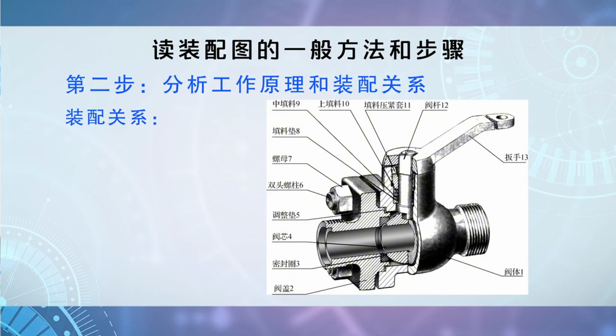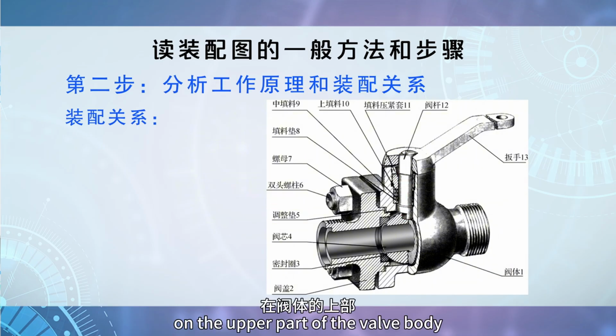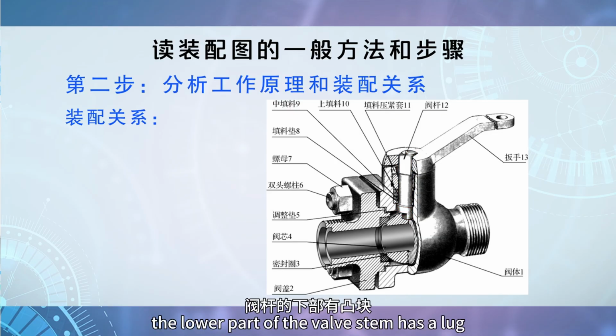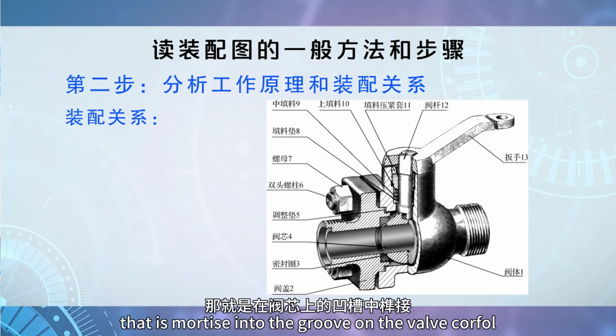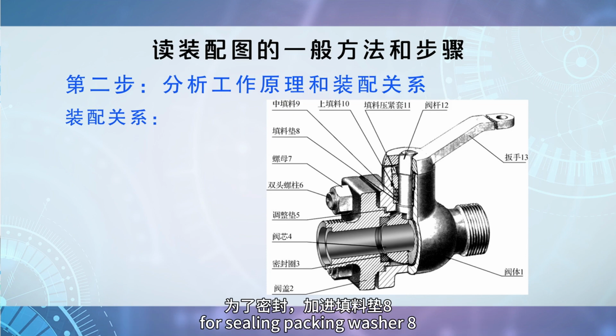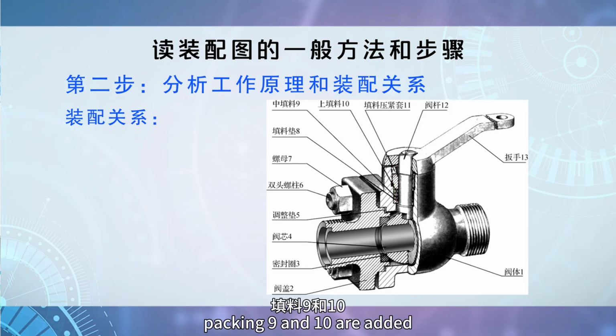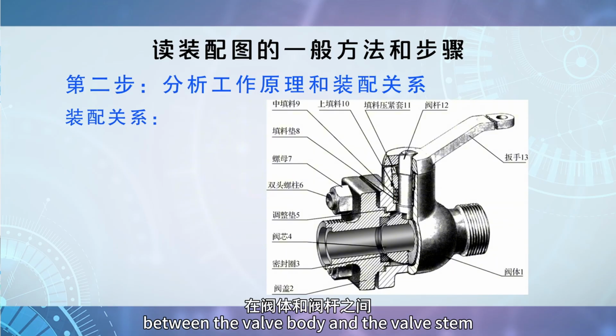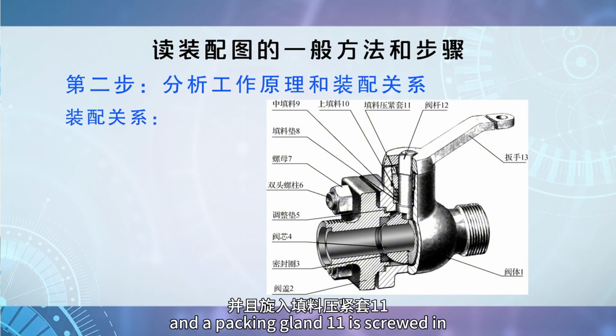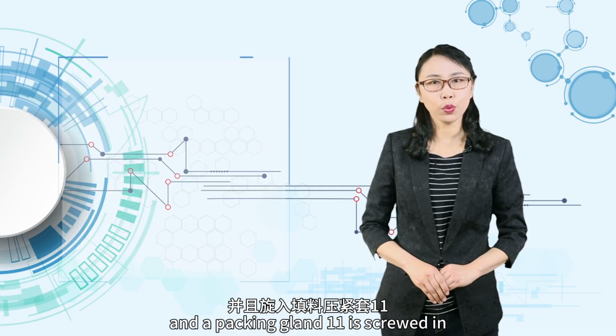There is a valve stem 12 on the upper part of the valve body. The lower part of the valve stem has a lug that is mortised into the groove on the valve core 4. For sealing, packing washer 8, packing 9, and 10 are added between the valve body and the valve stem, and a packing gland 11 is screwed in.